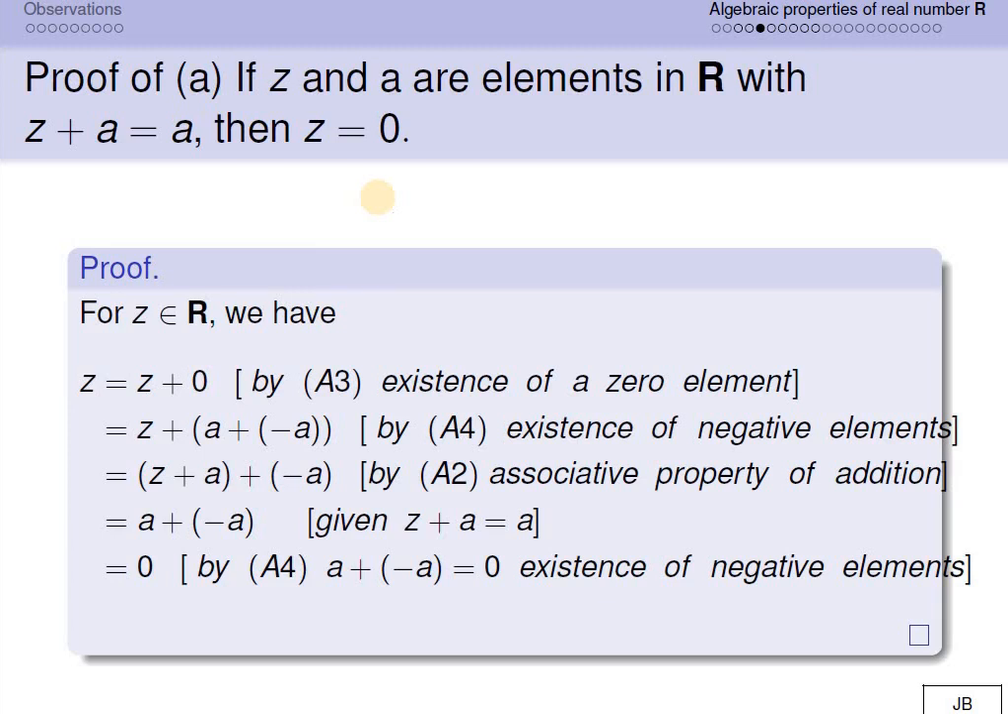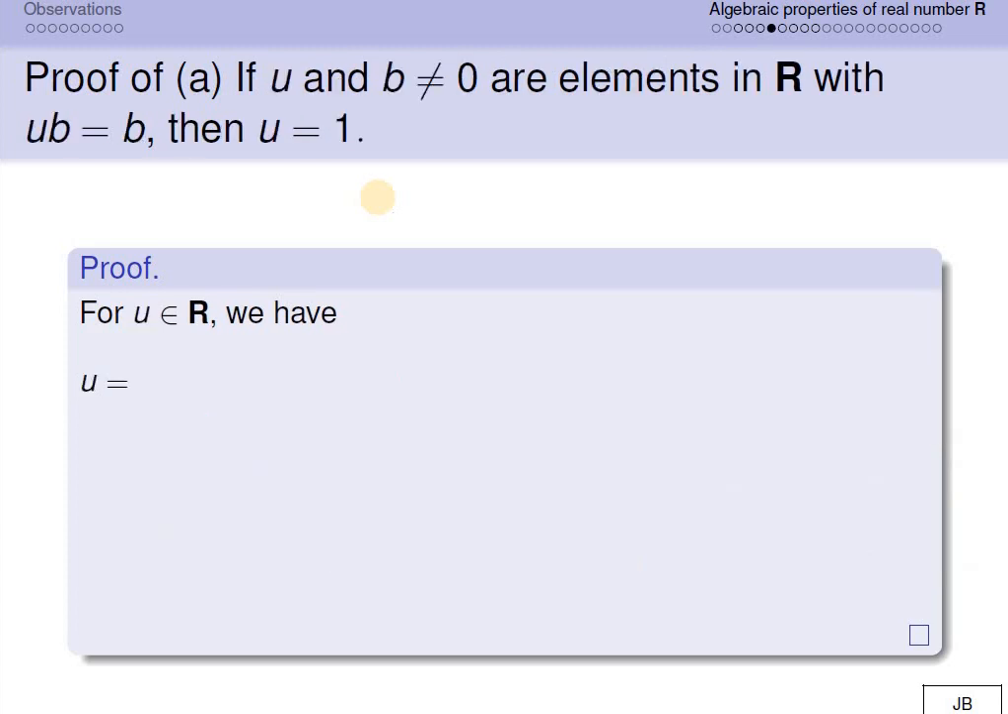So that will be 0. So we have proved that z equal to 0. Similarly, for the next, you have to prove that if u and b not equal to 0 are elements in R and u into b is b, then u must be 1. So this is what we have to prove. This is similar to the last result.